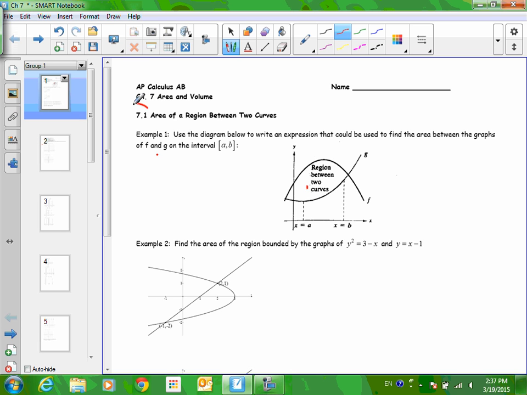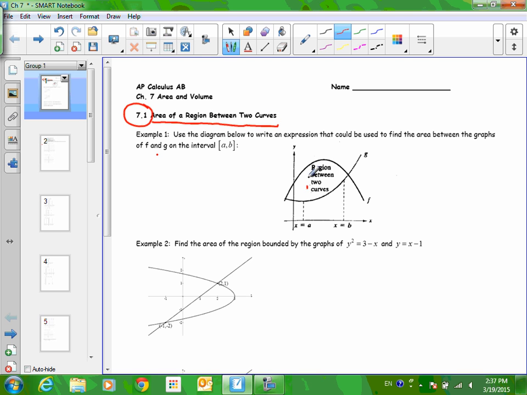This lesson, I think this was hole punched out of your packet, by the way. This is 7.1. This is the last chapter that we're doing before we just start reviewing for the AP test. But 7.1, we're going to do some today, some tomorrow, and then we're going to spend all of next week on 7.2, which is the rest of this packet. Okay? I'm just going to kind of start this lesson today, finish it tomorrow.